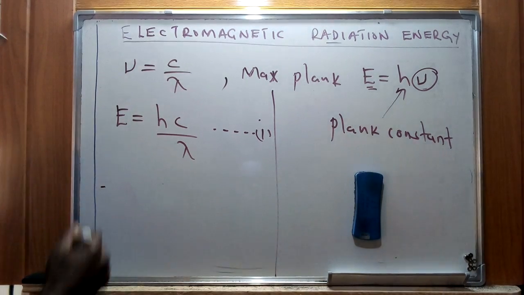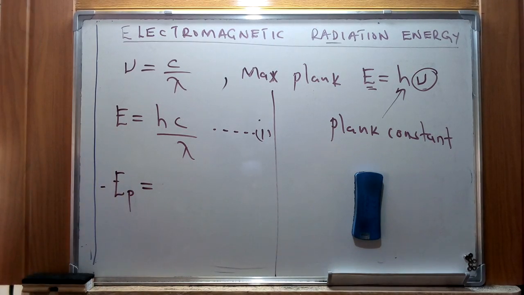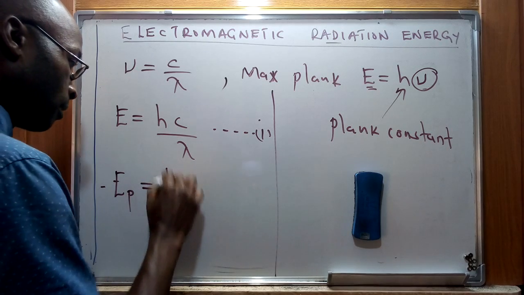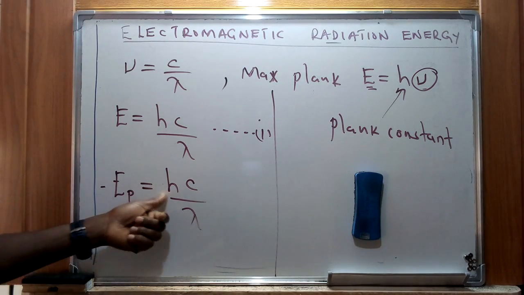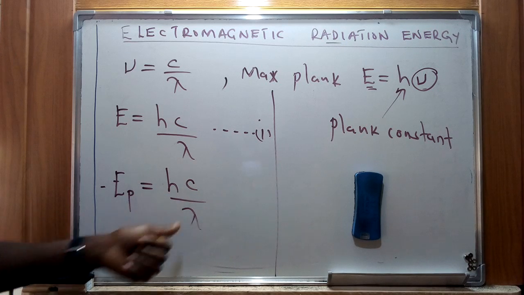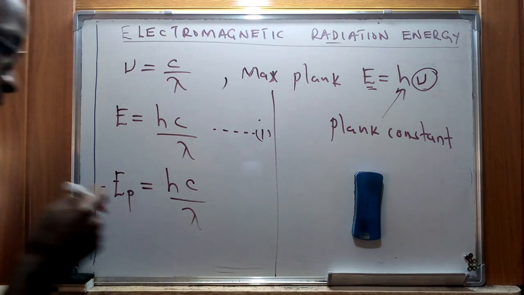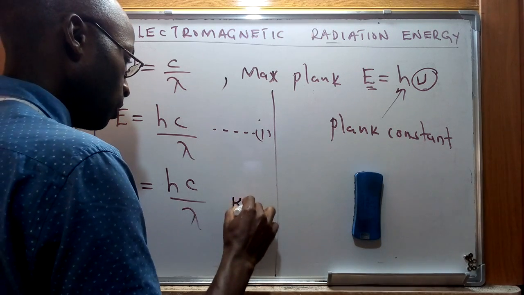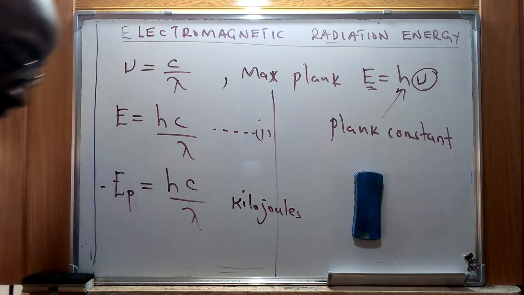So in describing the energy of a photon, we can give it from this general formula as the product of Planck's constant and the speed of light, over lambda. And this energy is going to be given in kilojoules or joules as it may be required.